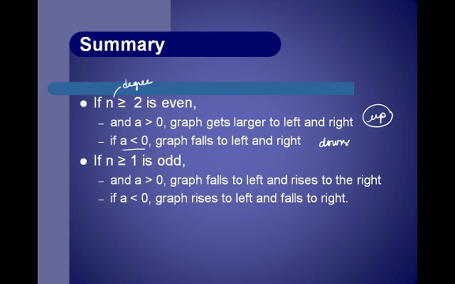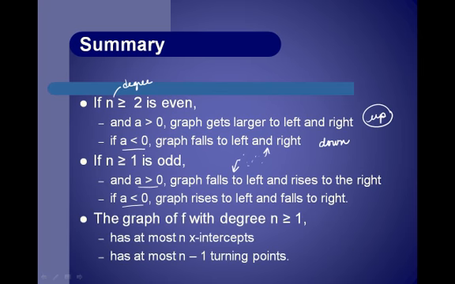If n is greater than or equal to 1 and is odd, so if we have an odd degree and the leading coefficient is positive, then the graph falls to the left and rises to the right. And again, we're not sure what all happens in the middle, but we're just looking at the end pieces. But if a is less than 0, so if the leading coefficient is negative, then the graph is going to go up to the left and down to the right.